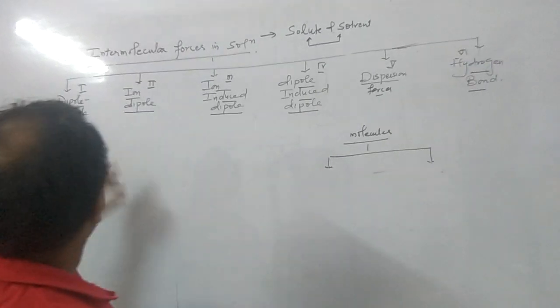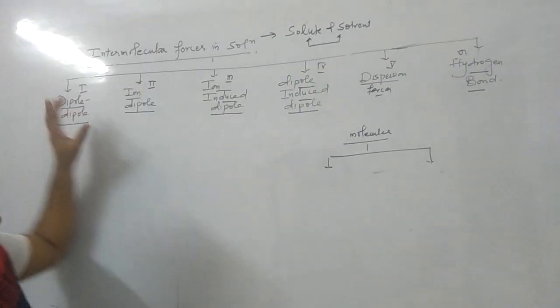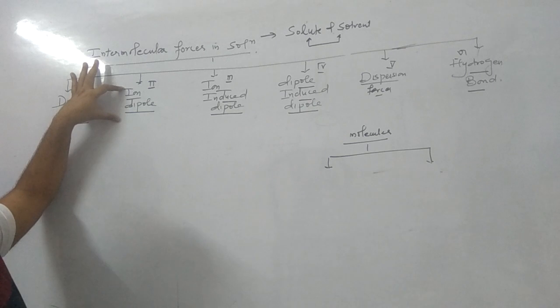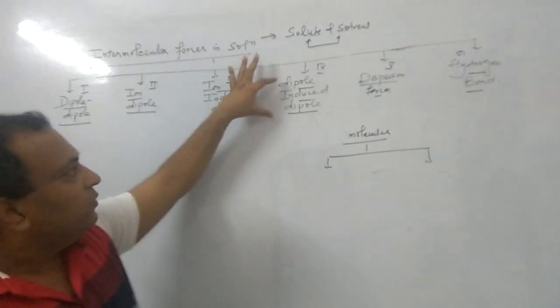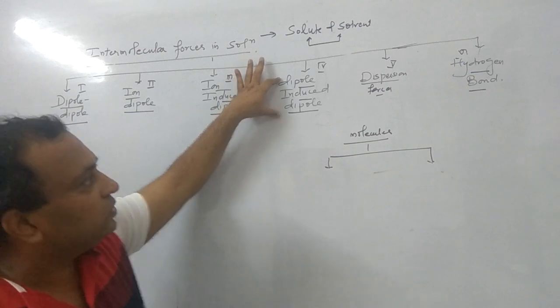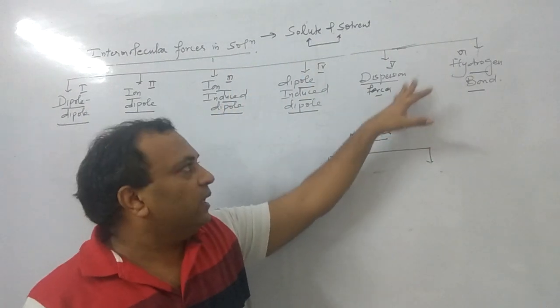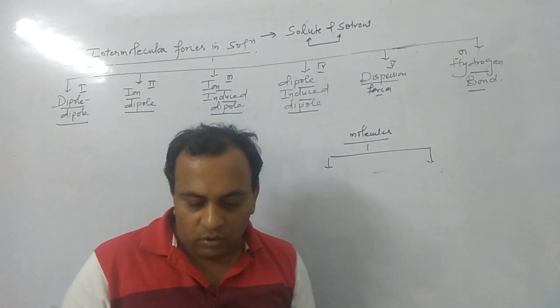These forces are basically of six types. Number one is dipole-dipole forces. Second is ion-dipole forces. Third one is ion-induced dipole. Fourth one is dipole-induced dipole force. Fifth one is dispersion force, and sixth one is hydrogen bond force.